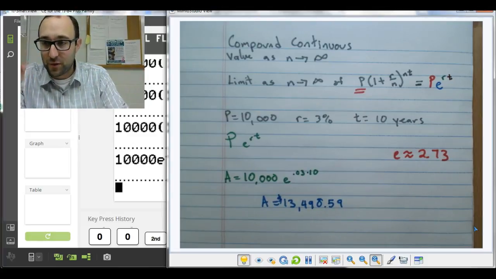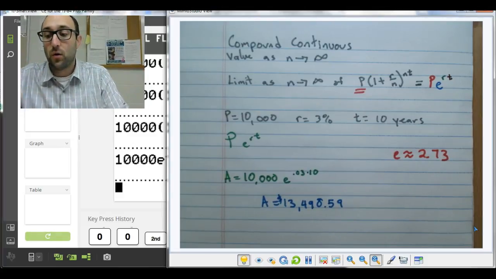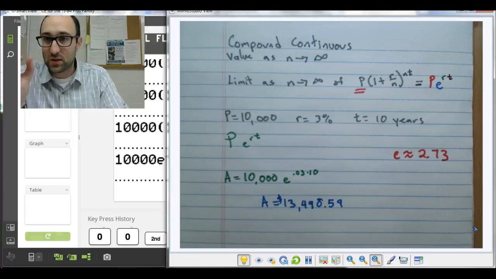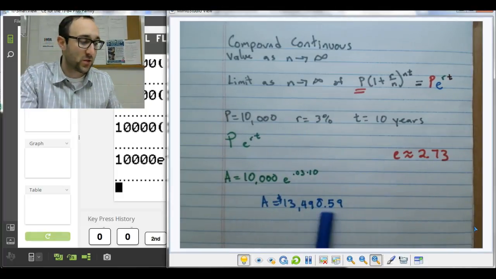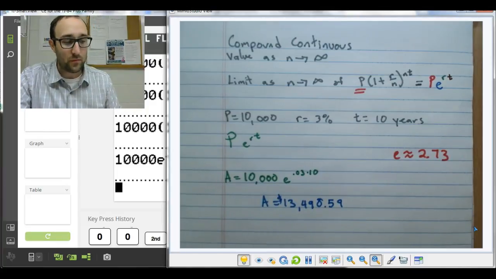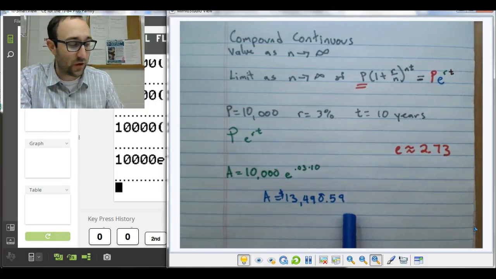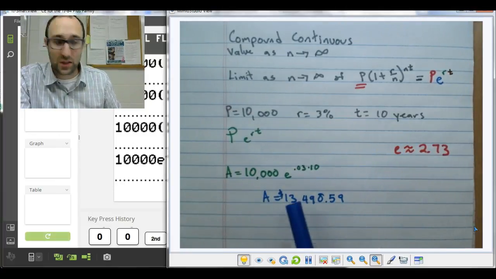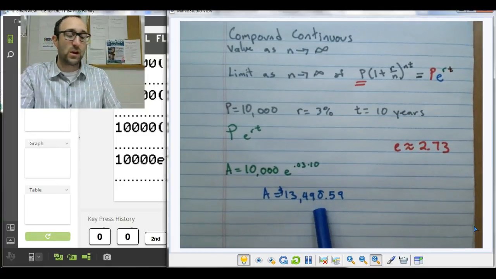So if we were to continuously shrink the time frame for those compounding, the n value, if we make that 365 days, or once every half day, or once every hour, as that number increases all the time, it's going to end up being really close to this. So the maximum we can get out of $10,000 at 3% for 10 years is if we were to compound it continuous, and that would be this number, 13,498.59.